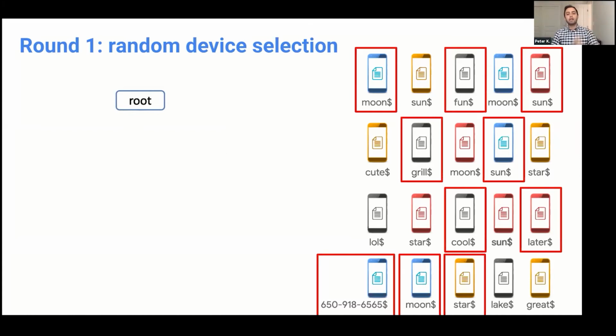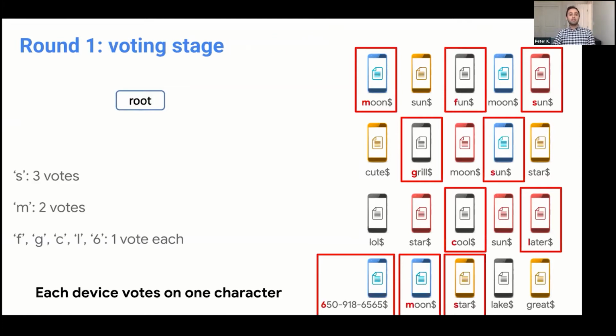Because we are in round 1, we're going to ask the devices to send us the first character of their word. Okay, round 1, first character. Notice what's happening. We're not sending the full word, meaning that we will never capture somebody's social security number, password, first and last name, or bank account number. We're only going to get a single character. So in this case, the selected devices are going to send their first character. We get 3 S's, 2 M's, and then for F, G, C, L, 6, we get 1 of each.